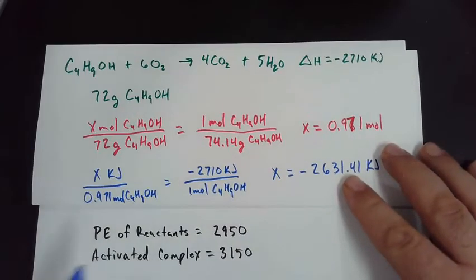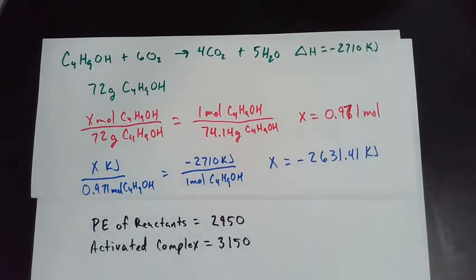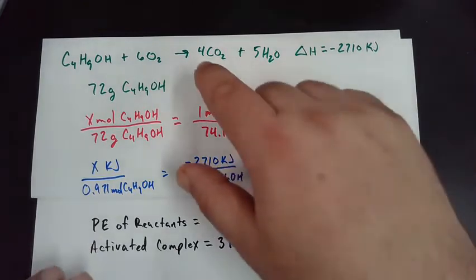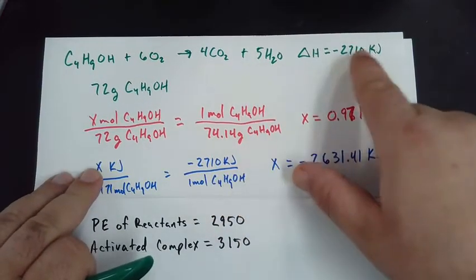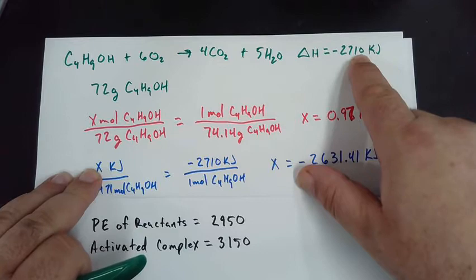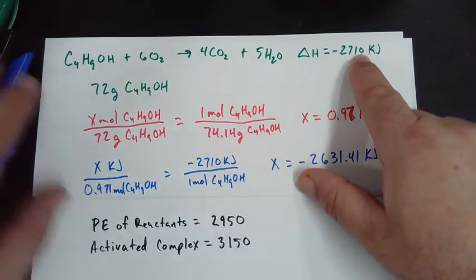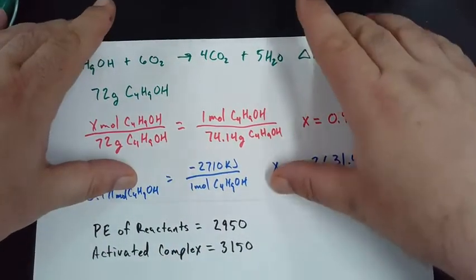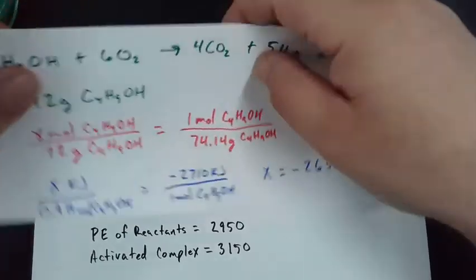Okay, so now we're going to make our potential energy diagram. We're still going to use this equation and this delta H. We're not going to use this problem. This problem has nothing to do with this. So what we're going to do is I'm going to fold this like this.